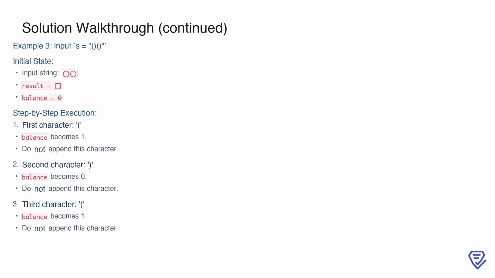The second character is a closing parenthesis. Decreasing the balance back to 0 confirms that this parenthesis also belongs to the outermost layer, so we skip it as well. The third character is another opening parenthesis. Once more, increasing the balance to 1 indicates that this parenthesis is part of the outermost layer, so we do not add it to result.